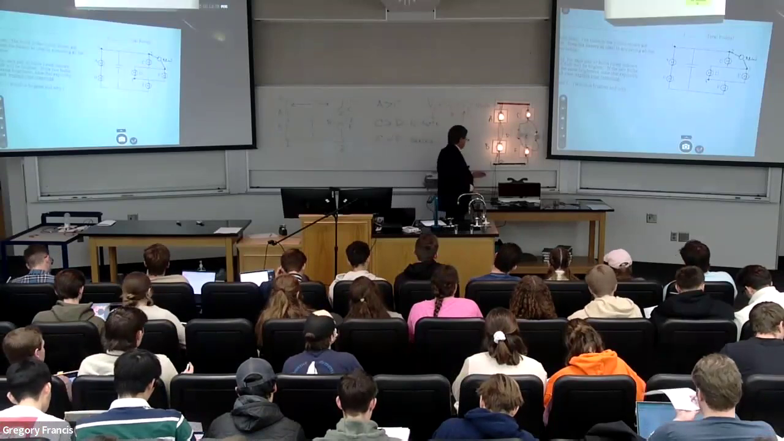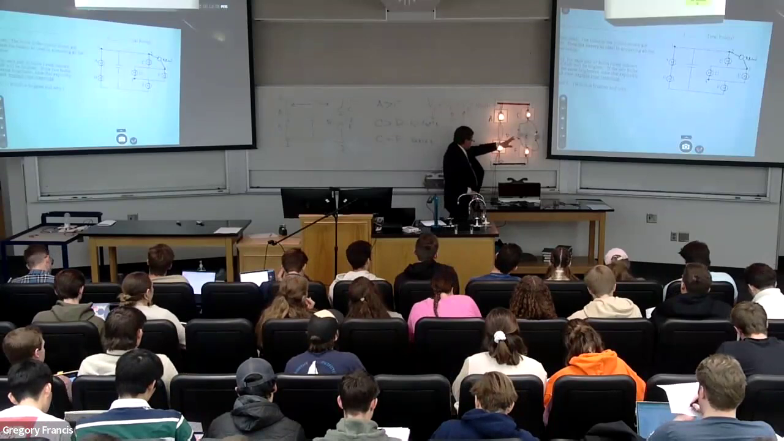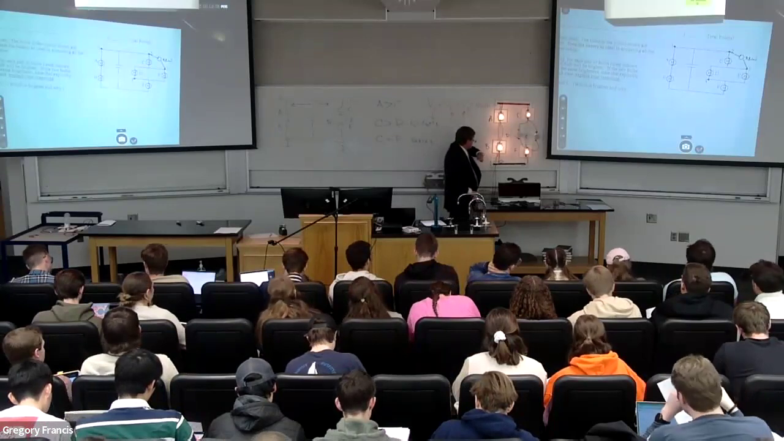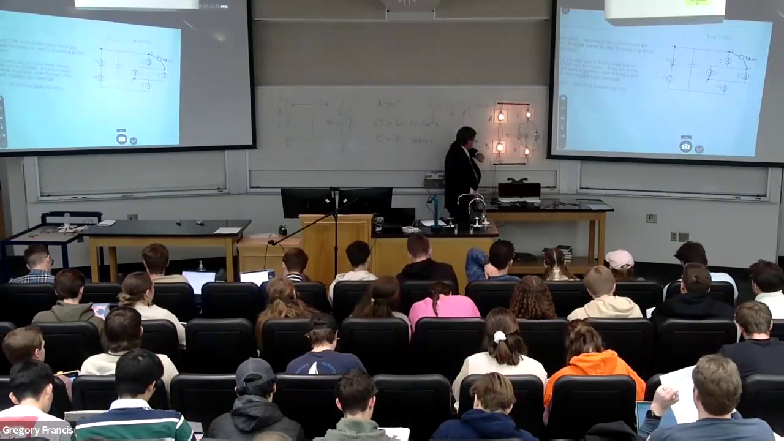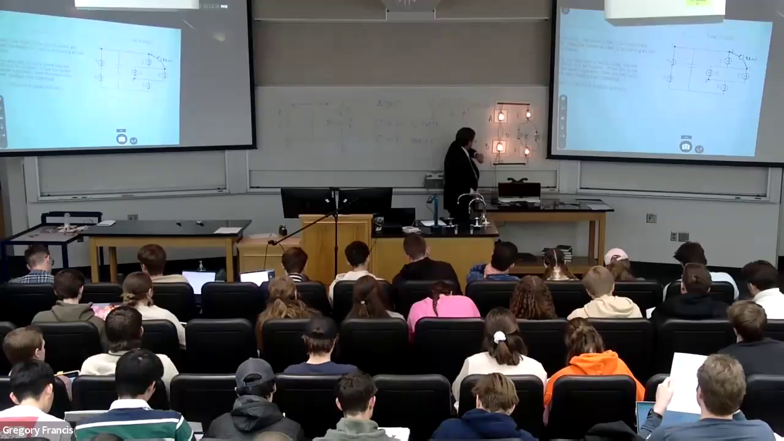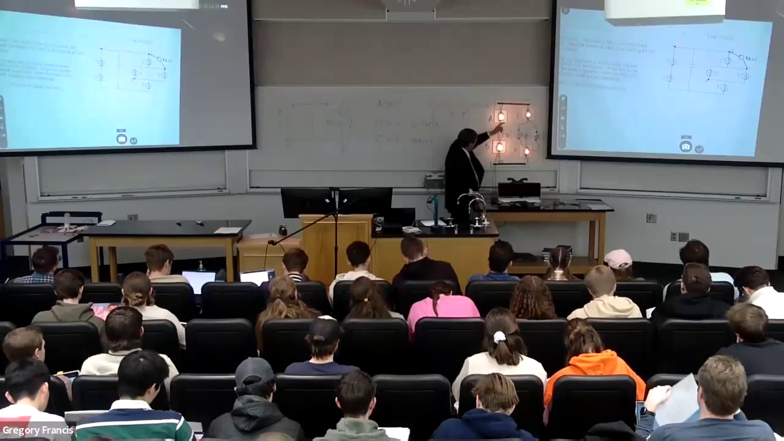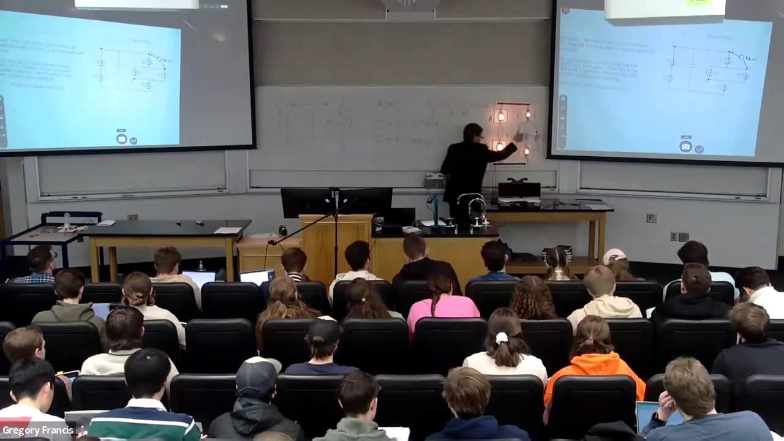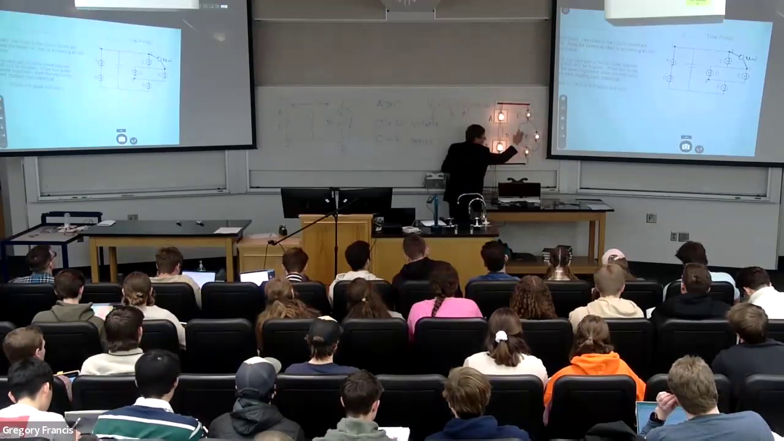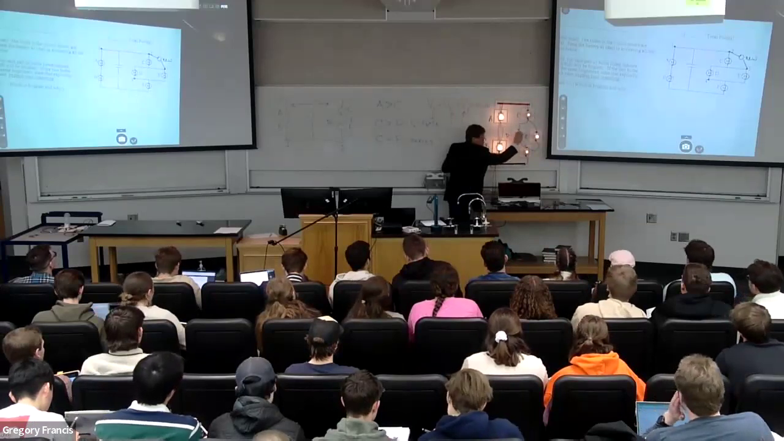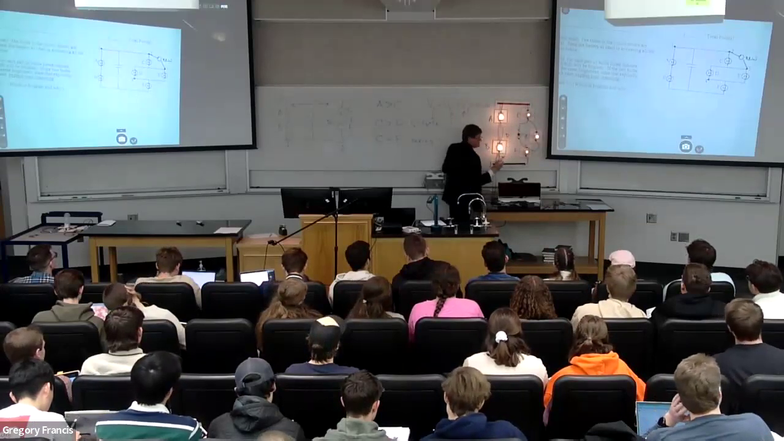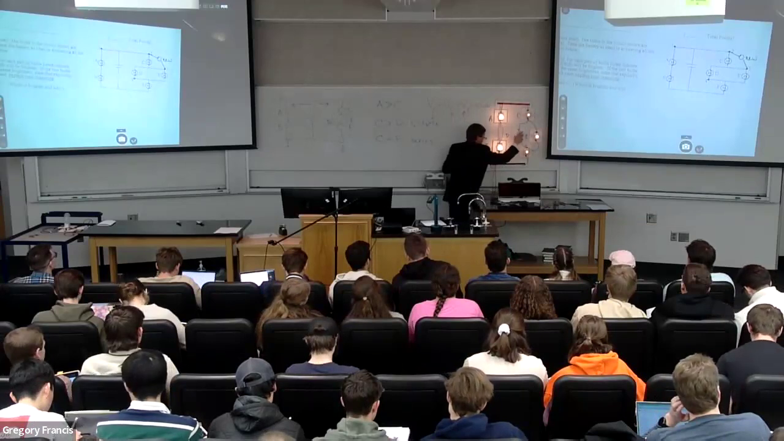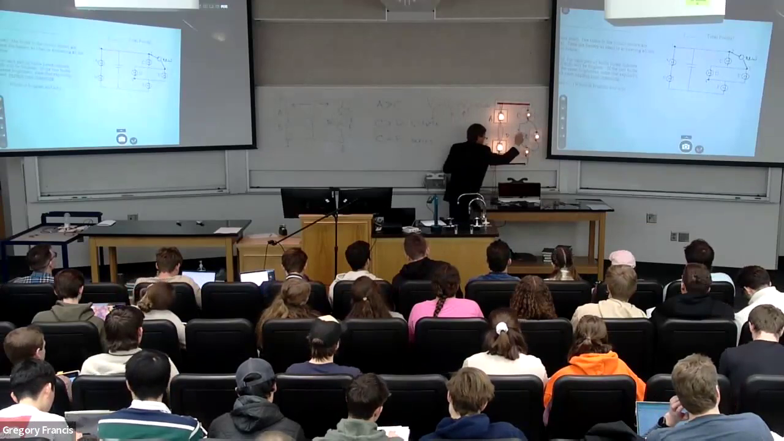Okay. Let's check our predictions. The first prediction said that when I take D out of its socket, we said that C and F would get dimmer and E would get brighter. Did it come true? Yes, it did.